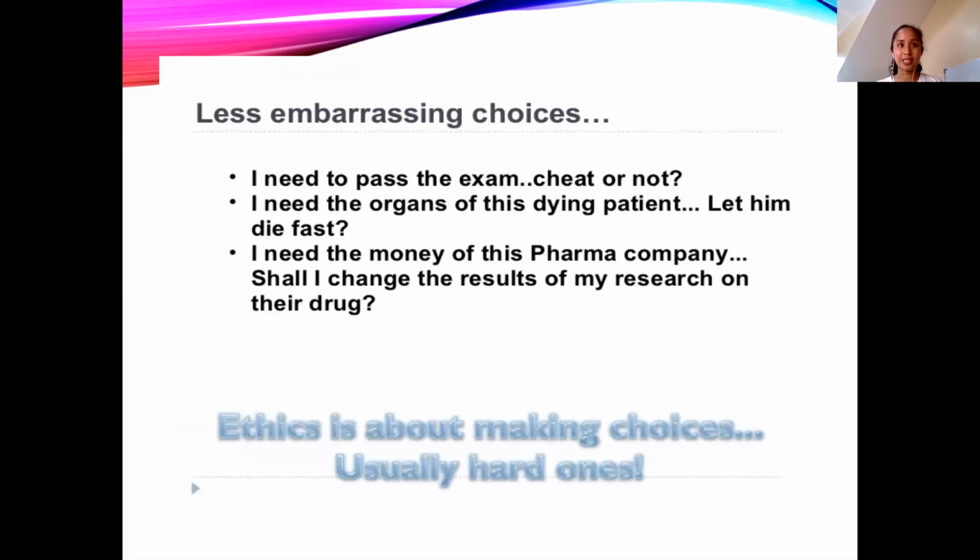Doctors decide about this: I need the organs of this dying patient. Should I let him die fast? Yan. I need money of this pharmaceutical company. Class, pharmaceutical companies like Moderna, AstraZeneca, yung mga gumagawa ng mga vaccines. Nako, yumayaman sila at pabilisan sila gumawa ng vaccines. So, perhaps someone is asking themselves, shall I change the result of my research on their drug? Yan. So, class, ethics is about making choices.